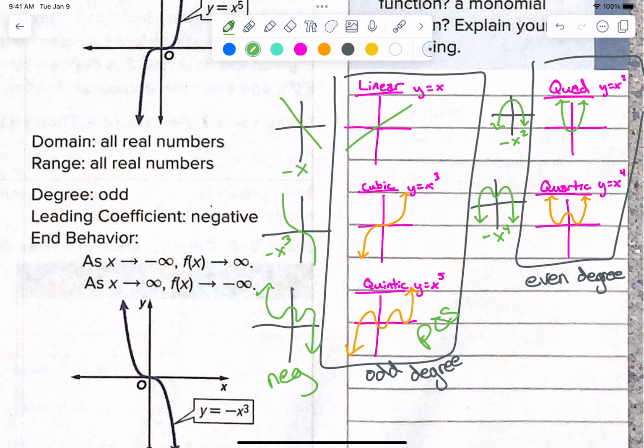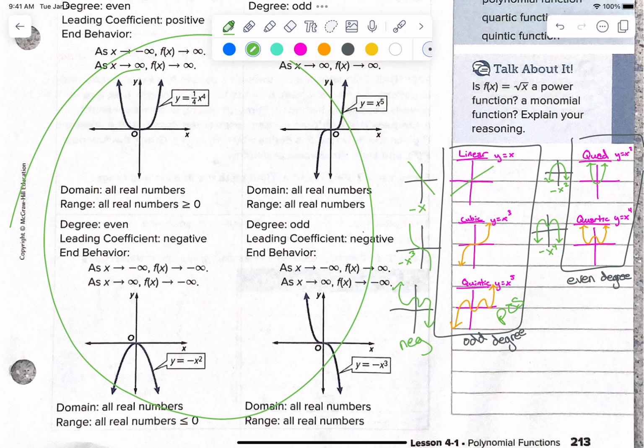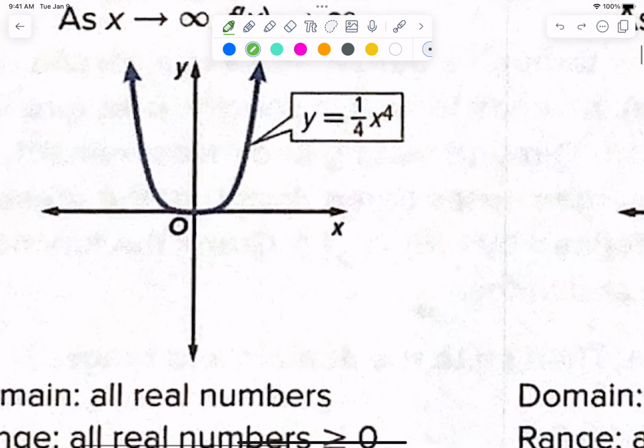Make sense? Okay, if they're even degree, they're going the same direction. If they're positive, they're both up. If they're negative, they're both down. Right? Odd is opposite. They're either going uphill from left to right, or they're going downhill from left to right, like this. Does that make sense? Okay? This entire table over here says all of this. All of that is incorporated into the table.